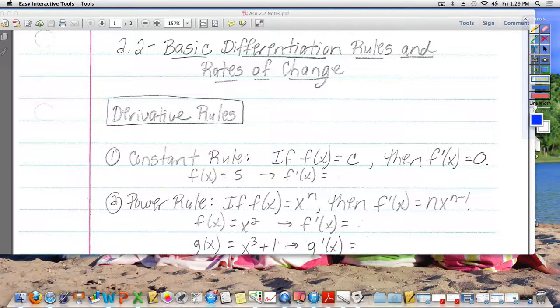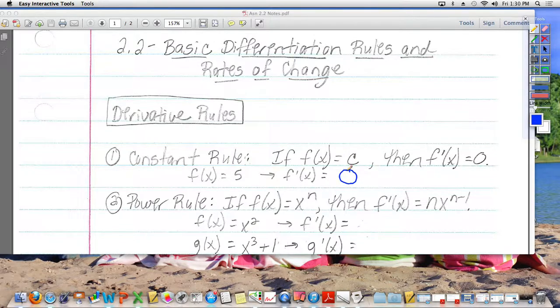If f of x is equal to c, in other words, if the function is equal to some constant number, then the derivative of f of x is equal to 0. So, an example, if f of x is equal to 5, what's the derivative of f of x? 0. Think about that. f of x is equal to 5. That is a horizontal line at 5. What is the slope of a horizontal line? 0. So the derivative of f of x is equal to 0. Add that into your notes, please, if you didn't already.